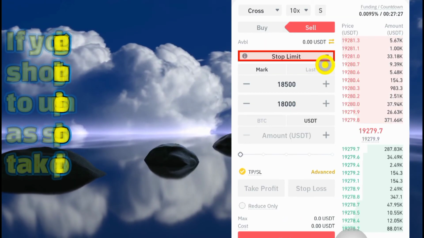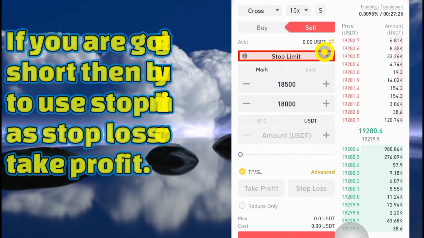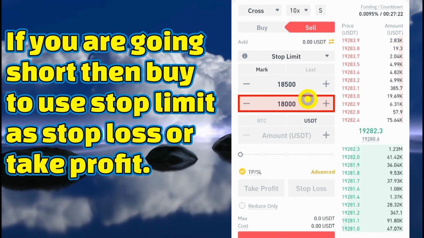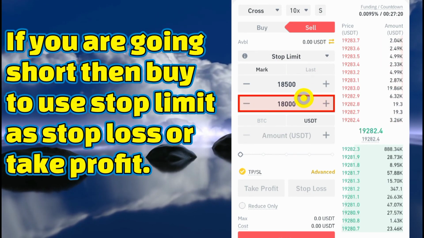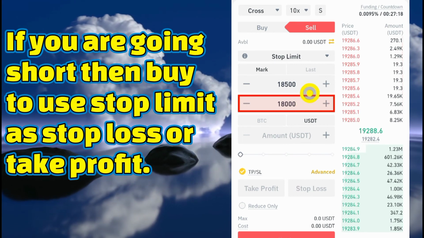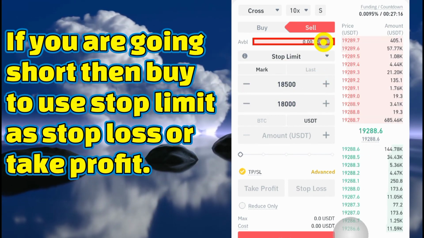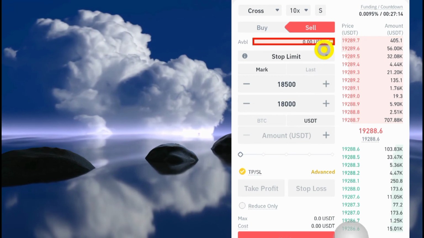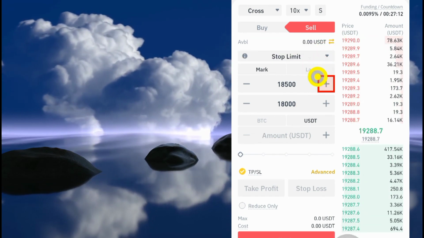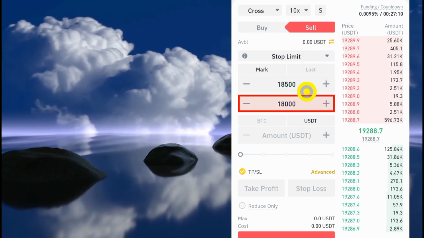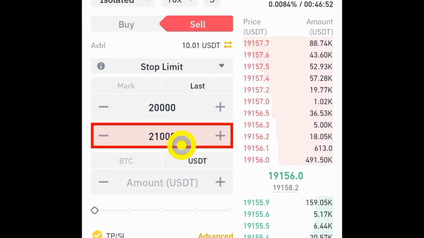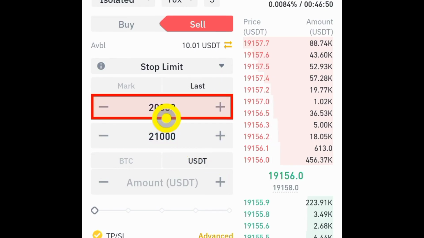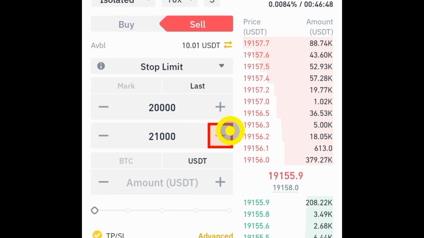Okay, you could also use it to take profit. And to take profit, remember we bought Bitcoin at $19,100, right? So this time around, to use it as a take profit order, you bought at $19,000, and you're going to change these prices here to $21,000 and $20,000. This is what your stop limit order is going to do.